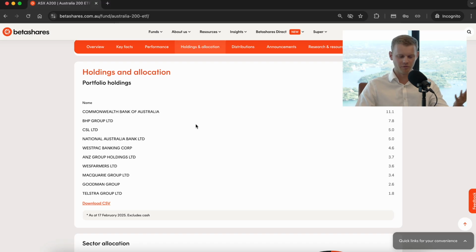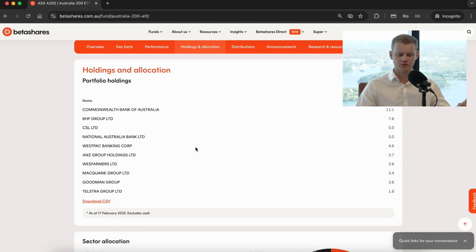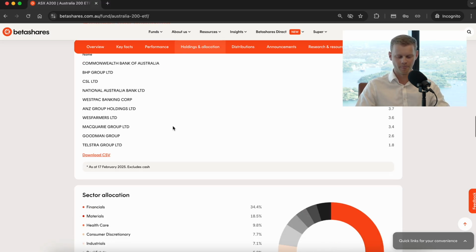And following down, you've got other big companies like BHP, ANZ, Goodman Group, and Telstra. So those classic companies investors would be used to on the Australian market. So in my books, that's a tick because it's an Australia 200 ETF and the holdings back that up. These are the largest companies in Australia. That's what it should be holding.